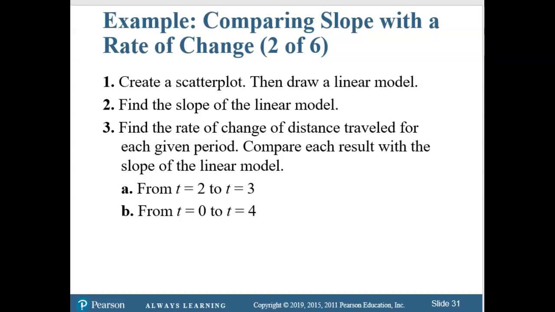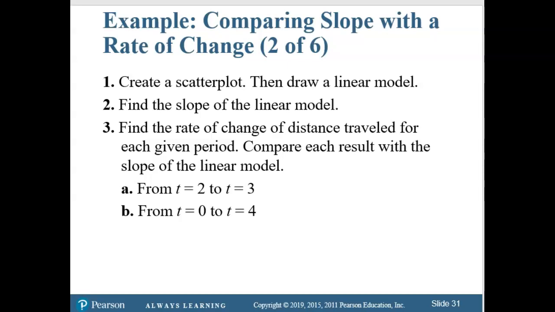Now it's time to find the slope of our linear model. That should be clear to you if you used linear regression. The slope is always the coefficient in front of x. Our calculators call it the letter little a. So little a is equal to the slope.